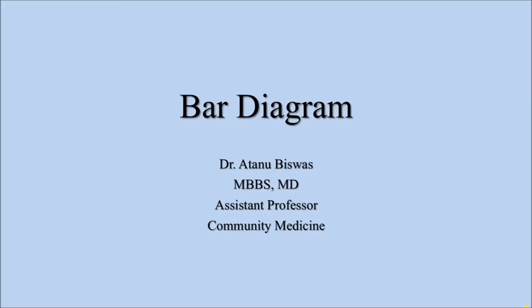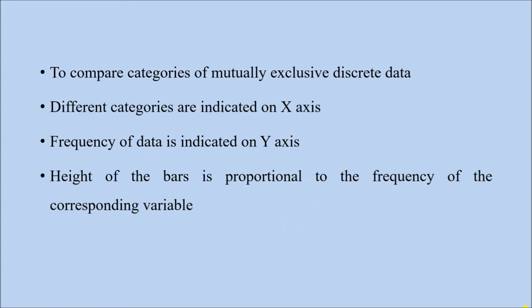Welcome to another video of Basic Biostatistics, and today we are going to learn how we can present data in the form of bar diagram. Bar diagram is used to compare categories of mutually exclusive discrete data. So if the data is of discrete category and they are mutually exclusive, then we can use bar diagram to present those data. In a bar diagram, we can have x-axis and y-axis. So we have two axes. One of them is called x-axis, the horizontal one, and the vertical one is known as the y-axis.